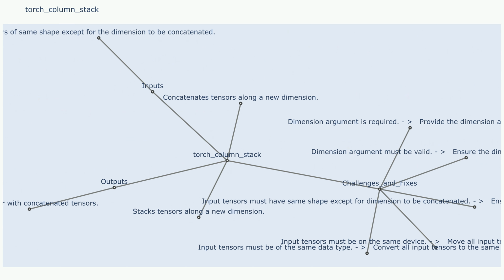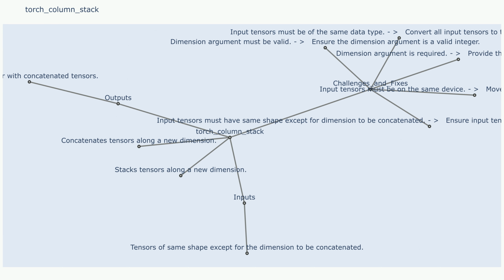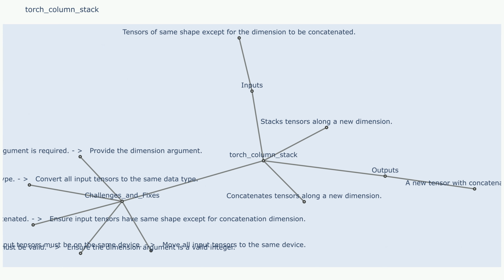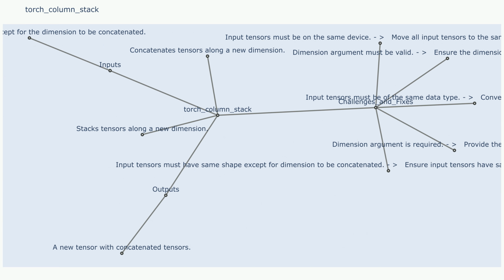Challenges and fixes. Challenge 1: input tensors have different numbers of rows. Sample use case: torch.column_stack(torch.tensor([1, 2, 3]), torch.tensor([4, 5])). Fixes: ensure all input tensors have the same number of rows. Use torch.transpose or torch.reshape if necessary to modify the dimensions of the input tensors.